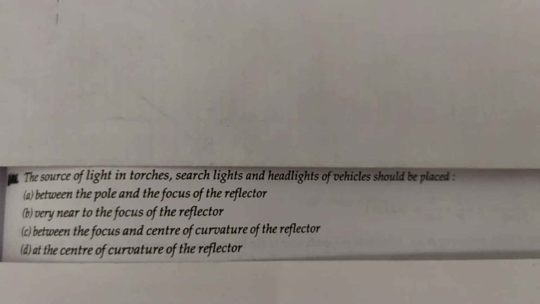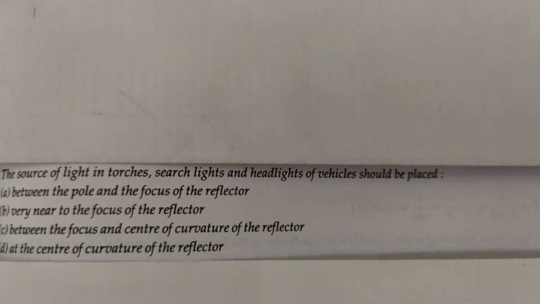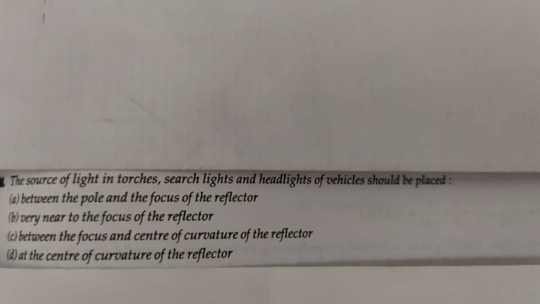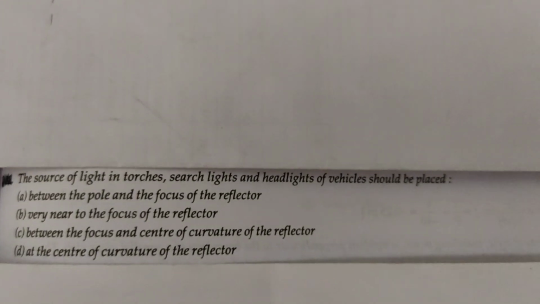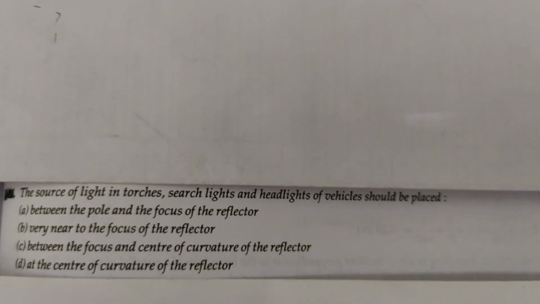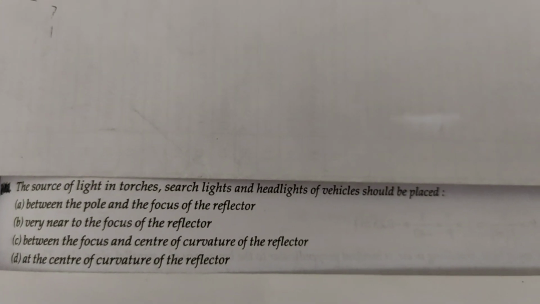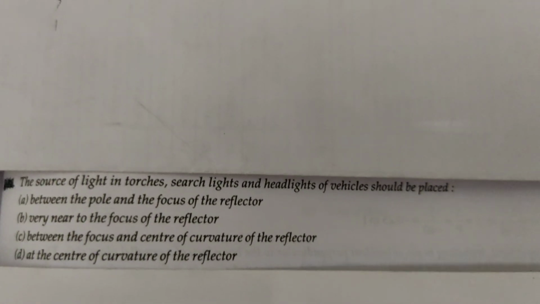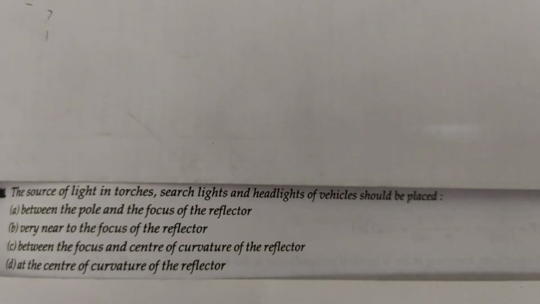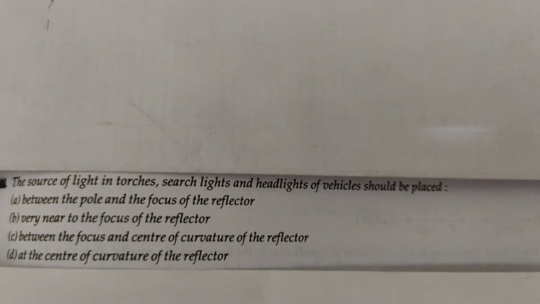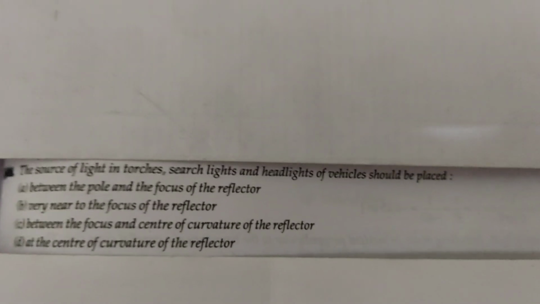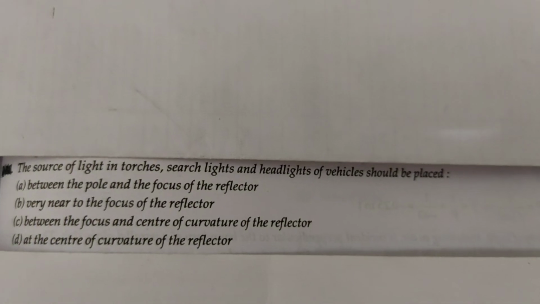Now the next MCQ is, the source of light in torches, searchlights and headlights of vehicles should be placed. So source of light means bulb, should be placed. There are 4 options given. You know that a concave mirror is used in torches, searchlights and headlights to get a powerful parallel beam of light, and that is possible when the source of light is placed at its focus or very close to its focus, so very near to the focus of the reflector, which is a concave mirror in this case. So B is the correct option.